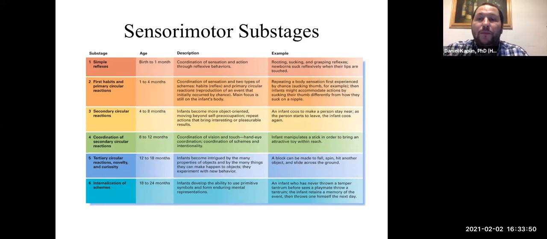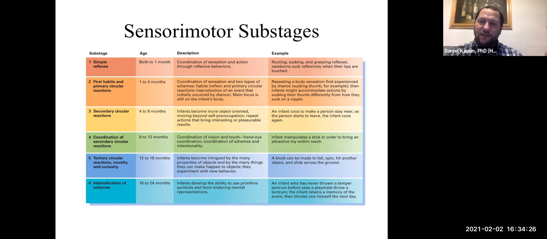All right. Primary circular reactions. This is control over one's body. So the ability to coordinate movement of one's hand, interacting with various parts of the body, such as a baby moving one's hand to suck their thumb, would be a primary circular reaction. Now, circular reactions are repetitive behaviors. That's what they are. Primary is primary to the body. So it's the moving the body itself.